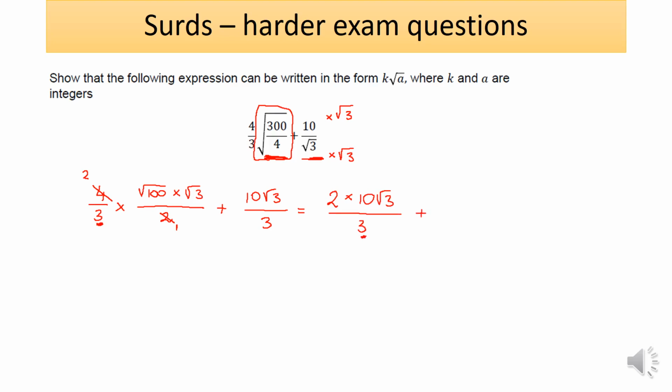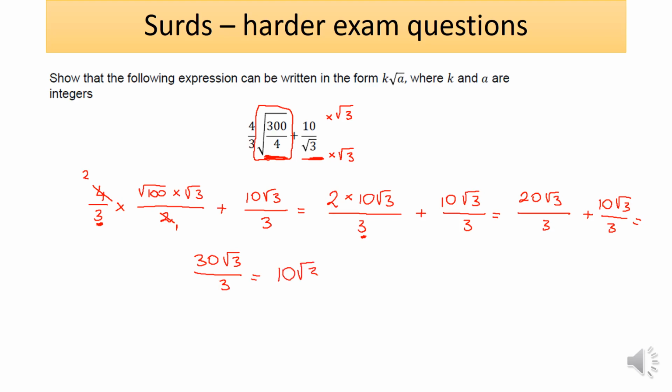Then I add 10 root 3 over 3. 2 times 10 root 3 is 20 root 3 over 3, and I add 10 root 3 over 3. That is equal to 30 root 3 over 3, which simplifies to 10 root 3, because 30 divided by 3 is 10, so that's 10 root 3.